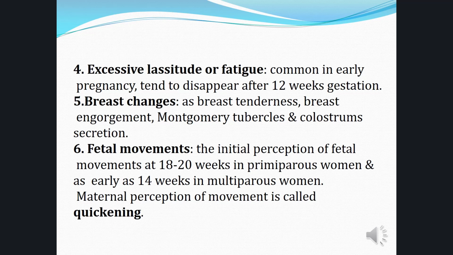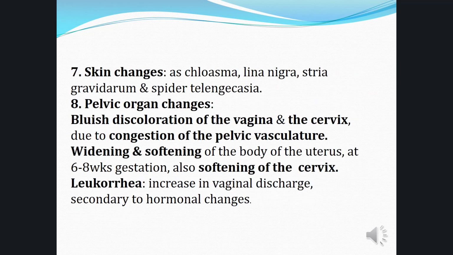Fetal movement. The initial perception of fetal movement is at 12 to 20 weeks in primiparous women, and as early as 14 weeks in multiparous women. Maternal perception of movement is called quickening. Skin changes, such as chloasma, linea nigra, striae gravidarum, and spider telangiectasia.